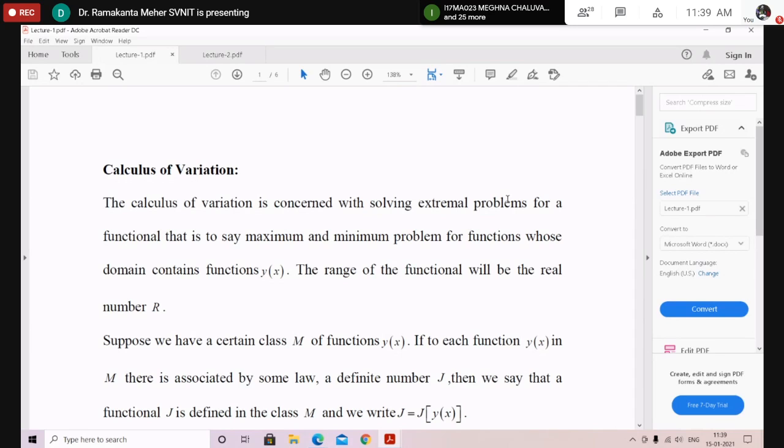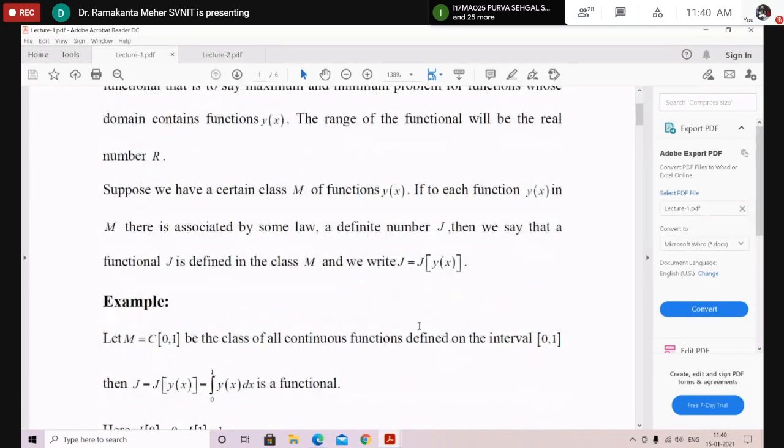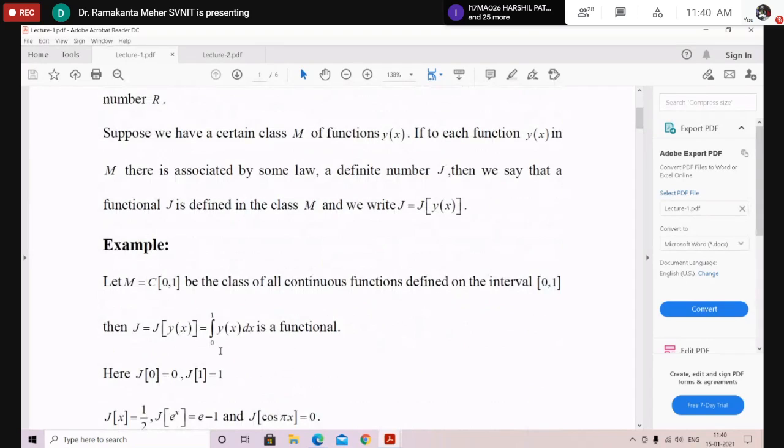So in the last class we took a class of functions y of x, and we associated with them, by a certain law, J equal to J of y of x, an integral from a to b of f of x, y, y dash dx. We restricted the interval from a to b, and we are considering the end points also. Since we are extremizing the functional within a certain interval, we need boundary conditions.